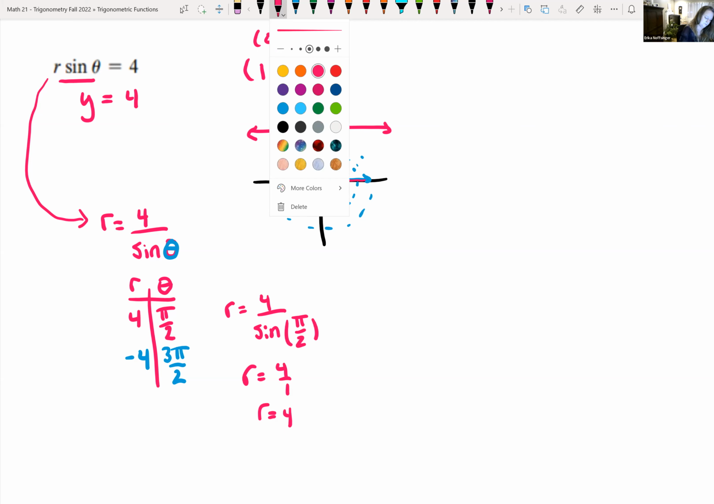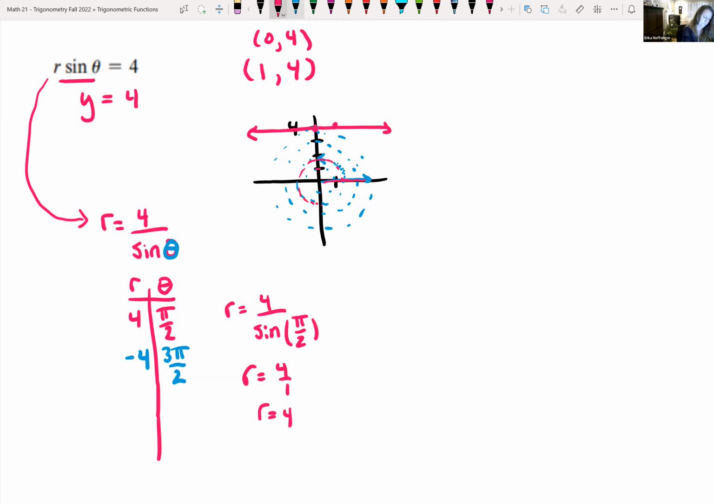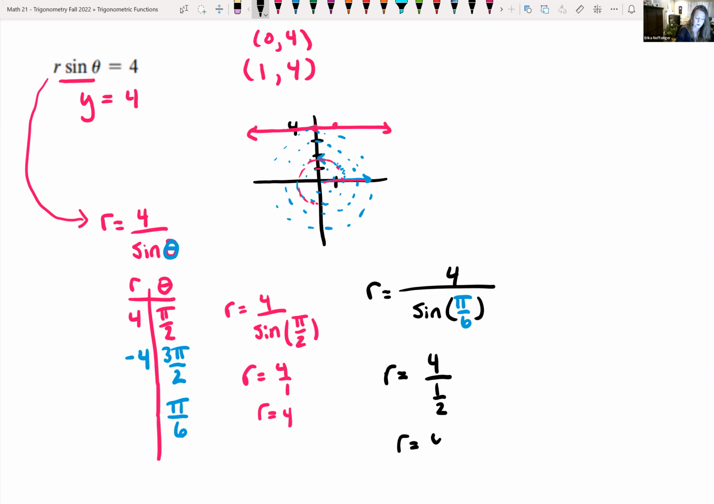Maybe I should do another one. Let's say that we had 30 degrees, so sine at π/6. Then we have 4/sine of π/6. So r here is equal to 4/sine of π/6, which is 1/2. So think of this as 4/(1/2), which is times the reciprocal, 2/1. So I have here that r is equal to 8.